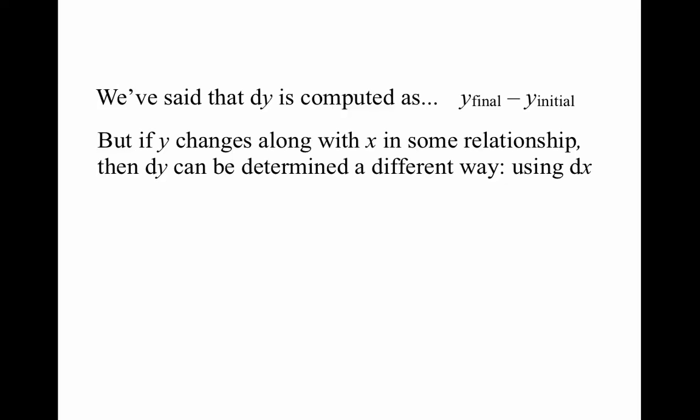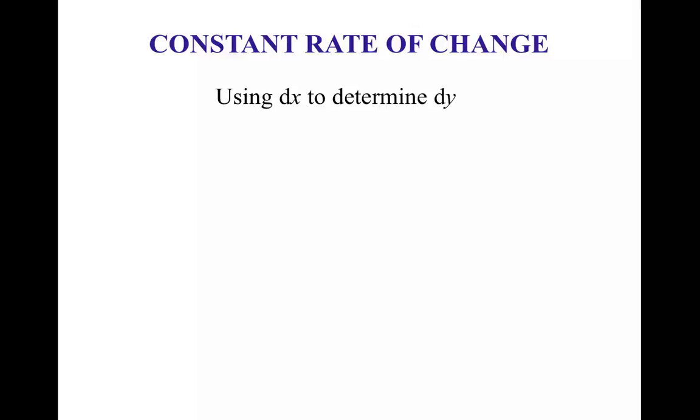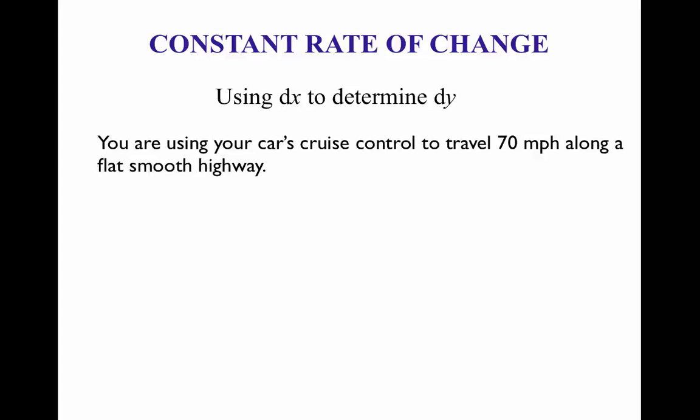Y final minus y initial is really important. It should make sense. But this is equally important. Using dx to determine dy is about the idea of constant rate of change, that x and y are in a constant rate of change relationship. Okay? So let's do an example. You are using your car's cruise control to go 70 miles per hour along a flat, smooth highway.